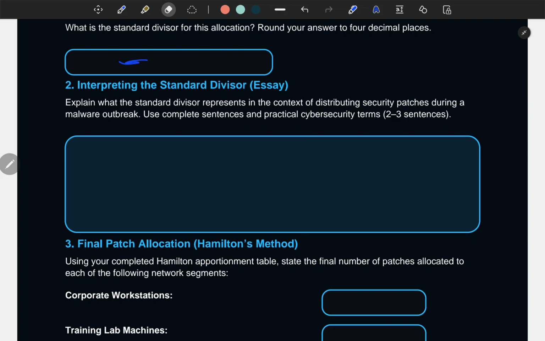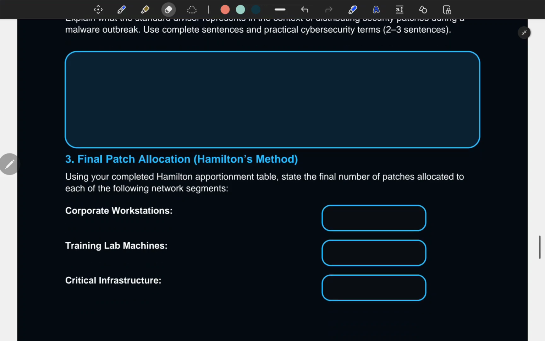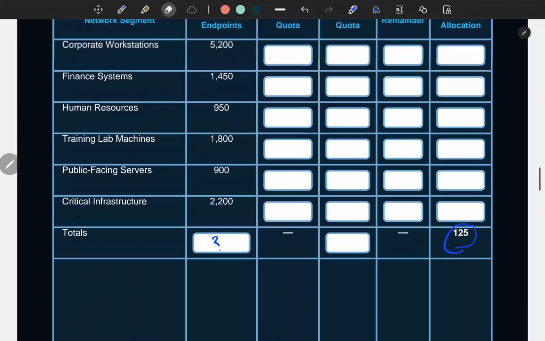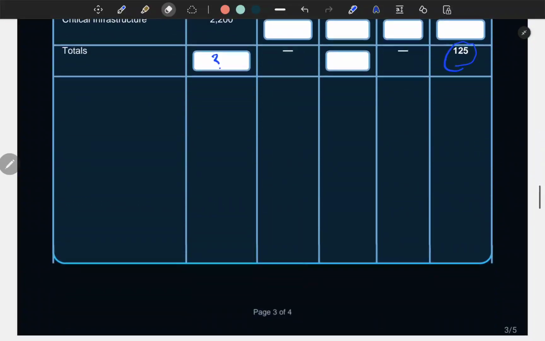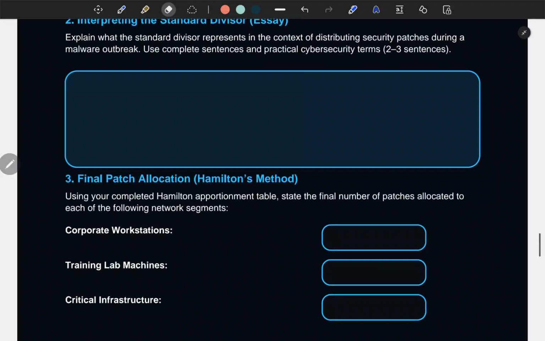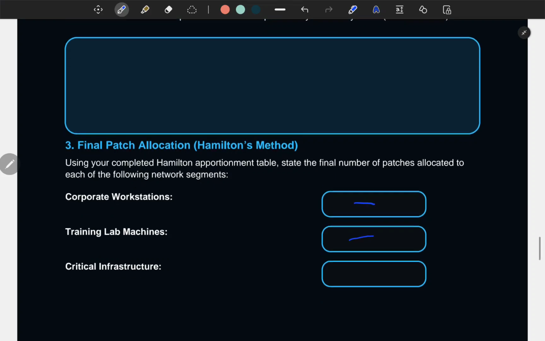Final patch allocation. You should be able to answer these questions here with the information from this table. But again, if you had any mistakes in this table, then you are going to get errors in these answers here, right? So you want to make sure that you have the appropriate amount allocated for your workstations and training lab machines. They're going to get a portion of those 125 available patches, and so is critical infrastructure. So I want you to let me know, for those three particular departments, what was their allocation, and that goes in those boxes there.